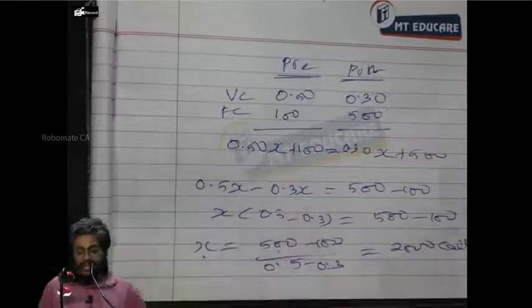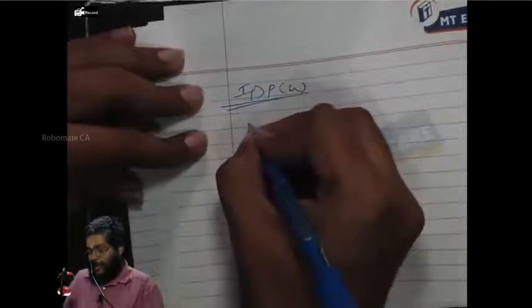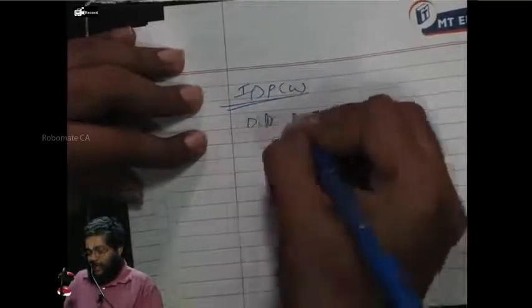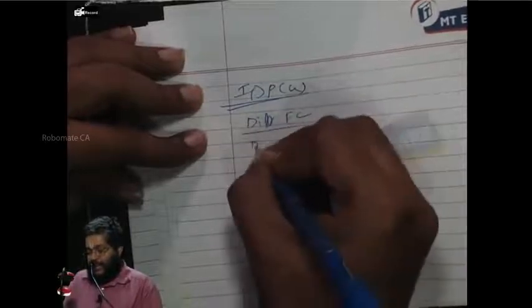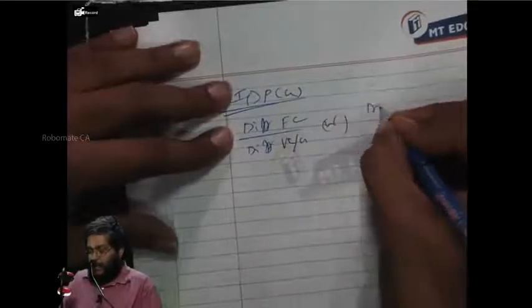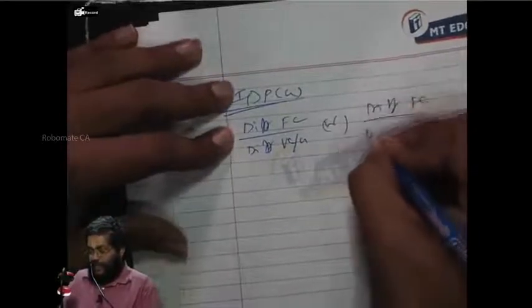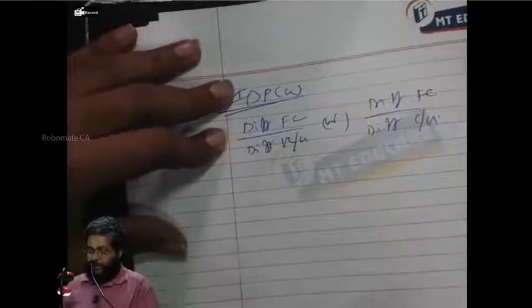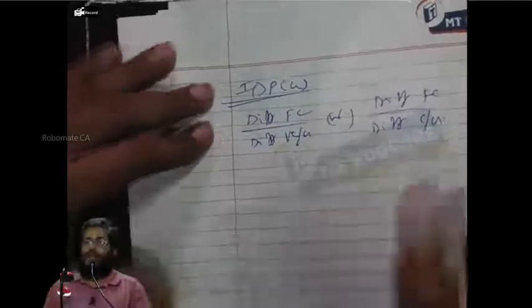What is the formula for indifference point in units? Tell me. Indifference point in units is equal to what, the formula? Don't say change. Write as what? Difference in fixed cost divided by difference in variable cost per unit, or difference in fixed cost divided by difference in contribution per unit gives you indifference point in what? Units. Yes or no?